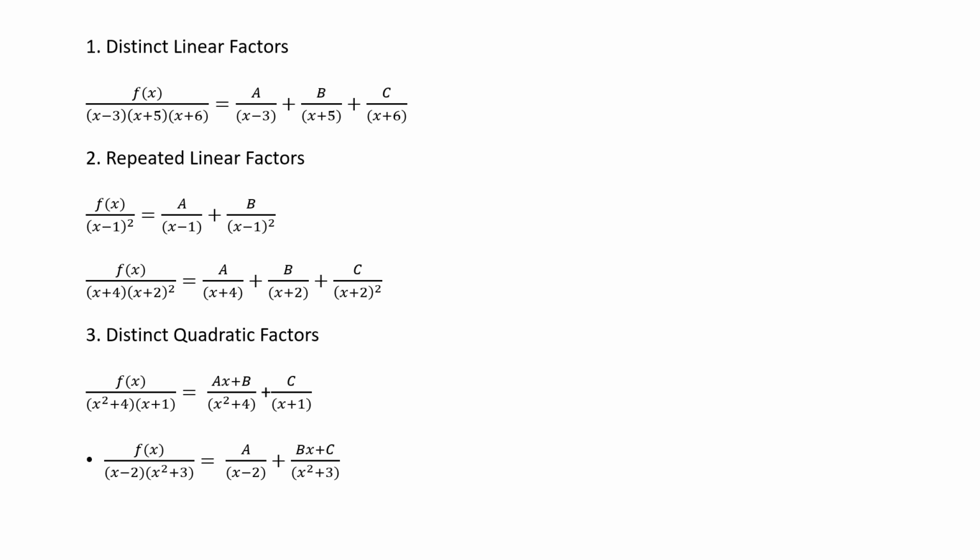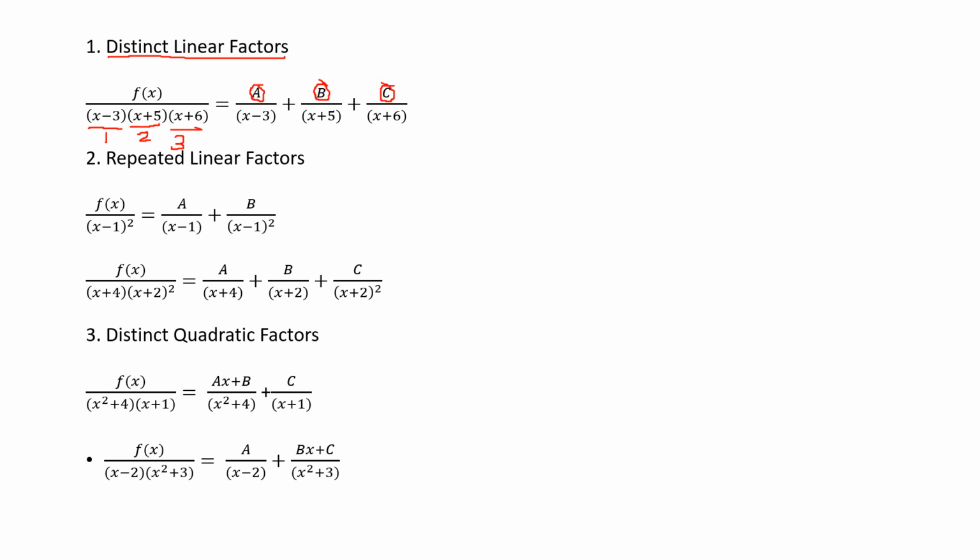Before we go to the problems, let me explain the different kinds of problems available in this session. The first one is called distinct linear factors. So what are distinct linear factors? If you see the denominator here, I have x minus 3, x plus 5 and x plus 6. That means I have three distinct linear factors: 1, 2, 3. So to solve this kind of problem, I have to introduce three values: a over the first factor x minus 3, plus b over the second factor x plus 5, plus c over the third factor x plus 6.